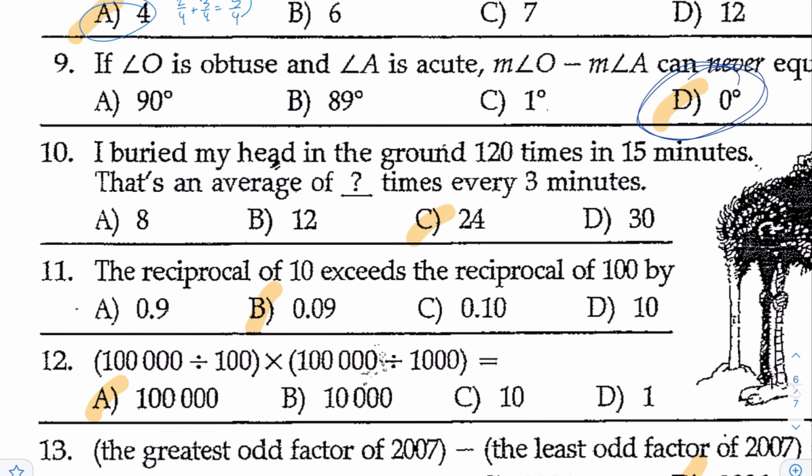Next, number 10: I buried my head in the ground 120 times in 15 minutes. That's an average of how many times every 3 minutes? Here's another proportion. 15 divided by 5 is 3, so you also have to do 120 divided by 5. That will give you 24. So the ratio here is 120 over 15 is equal to 24, or x over 3. You can also cross multiply to double check.